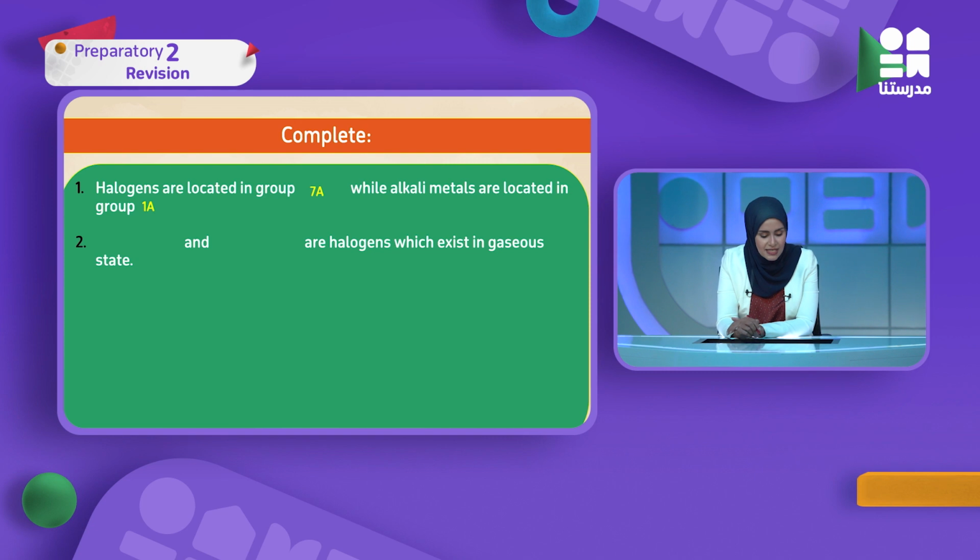ودي من الحاجات اللي انت لازم تبقى حافظها. Okay? Question 2. Space and space are halogens which exist in gaseous states. أفكرك تاني الهالوجينز كانوا ماشيين ازاي؟ فلورين، كلورين، برومين، iodine. Fluorine and chlorine, they are gases. Bromine, it's a liquid. Iodine is a solid. Here I'm asking you about gases, halogen. So what are the gases halogen? Fluorine and chlorine.